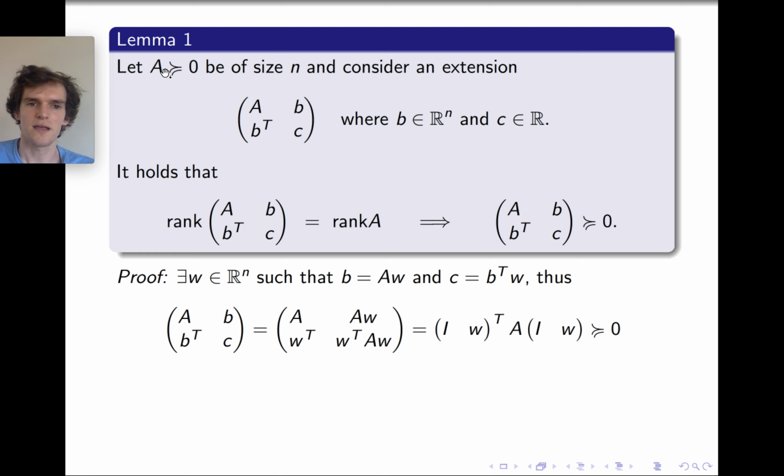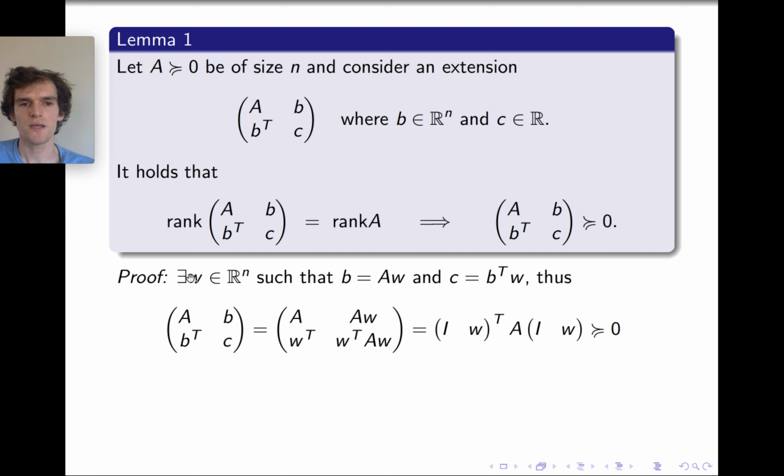So consider a matrix A, which is positive semi-definite of size n, and consider an extension. So this is just like here, another column and here another row. So B is in R^n, C is in R. If the rank of the extension is equal to the rank of the original matrix, then the extended matrix has to be positive semi-definite. That's exactly what we want to prove, and it's actually very simple.